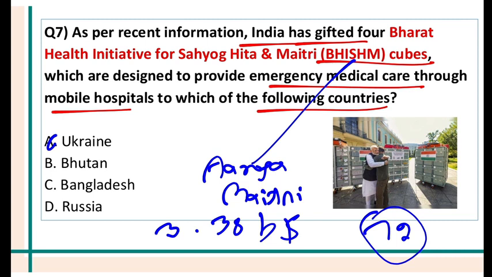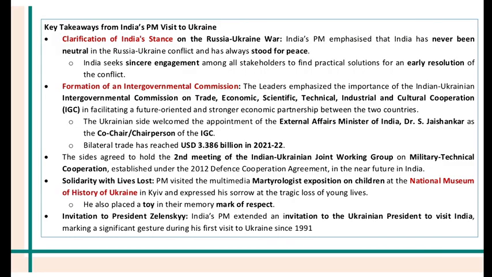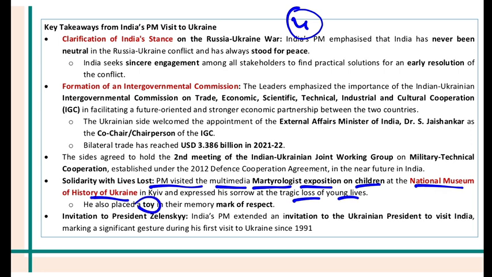And PM Modi also tried to talk about peace, you know. And how many agreements we have signed with Ukraine? So we have signed 4 agreements with Ukraine. Also, PM Modi visited the multimedia martyrologist exposition on children at the National Museum of History in Ukraine, and he expressed sorrow at the tragic loss of young lives. He also placed a toy in the memory of those children who died in this war. And India's PM extended an invitation to Ukrainian President Zelensky to visit India.